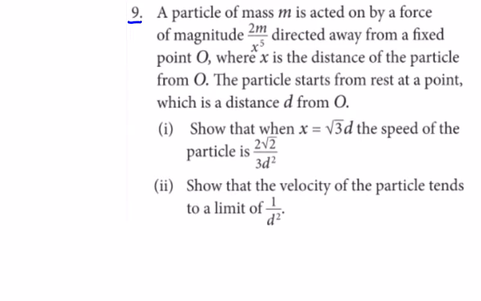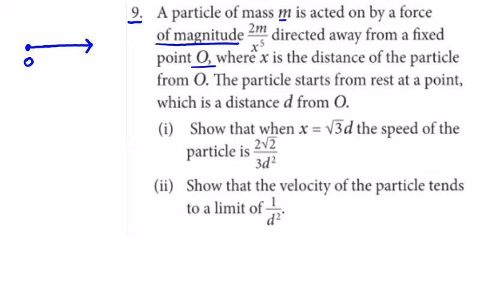This question, question 9, we have a particle of mass m. It's acted on by a force. The magnitude of this force is 2m over x to the power of 5. It's directed away from a fixed point O, going in this direction. And x is the distance of the particle from O.